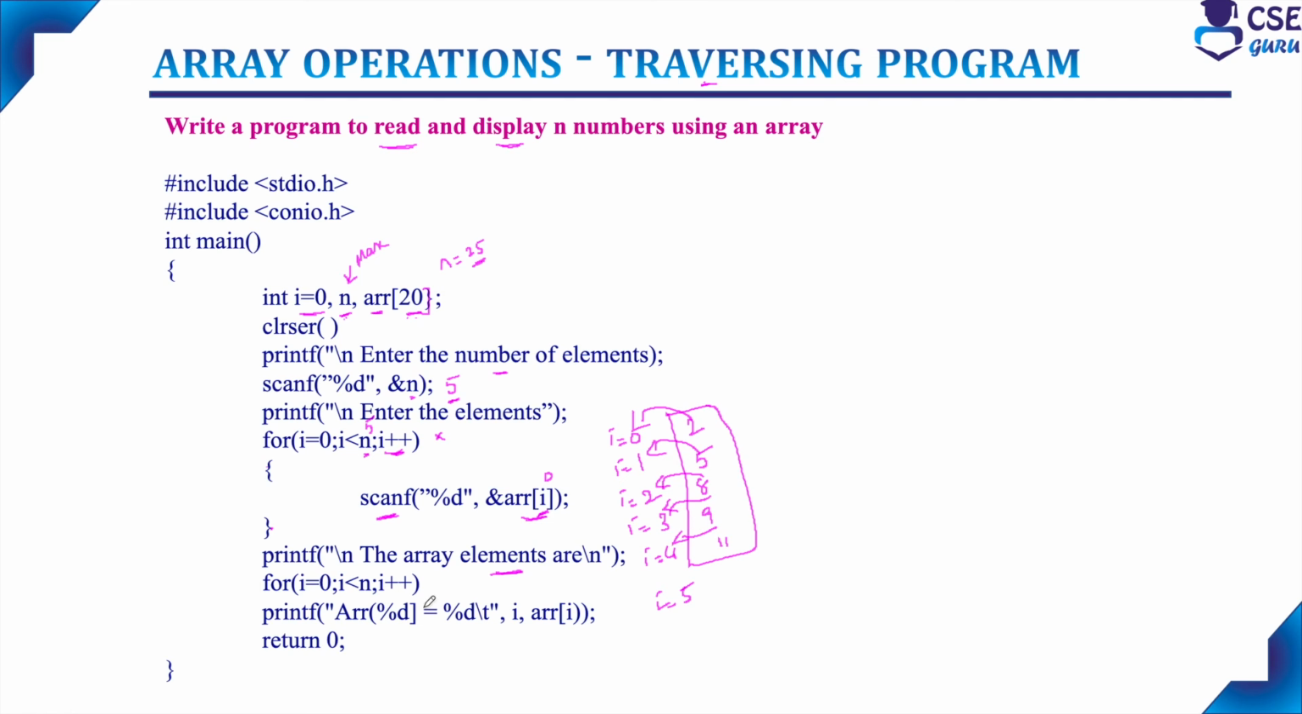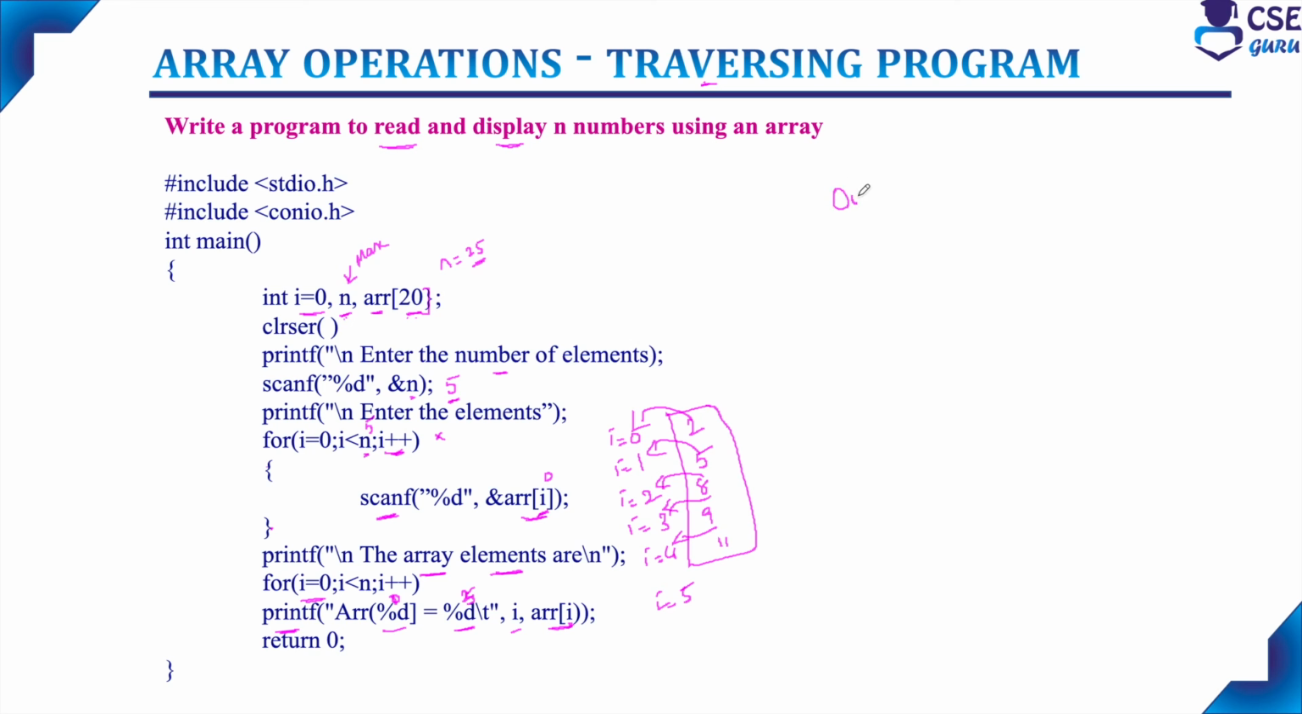Suppose you want to display them in the output, you have to use a for loop. Using the same for loop, just use a printf statement. You are asking to print the value at the 0th location of the array. It will print here with %d, considering the i value. When the i value is 0, the value 2 will print. When the i value is 1, the value 5 will print. Likewise, it will take it.